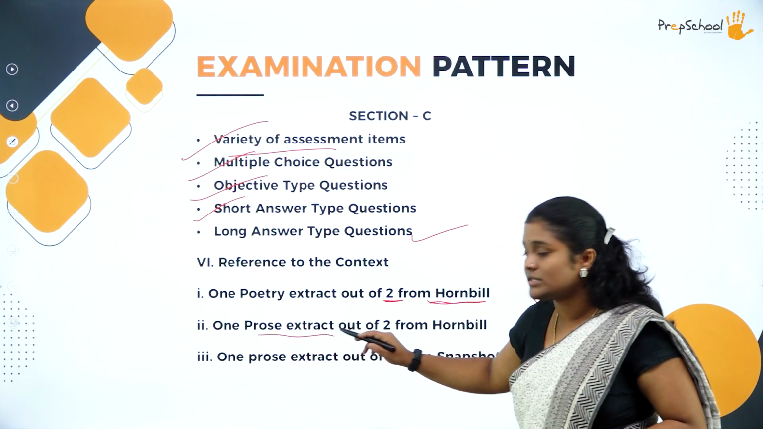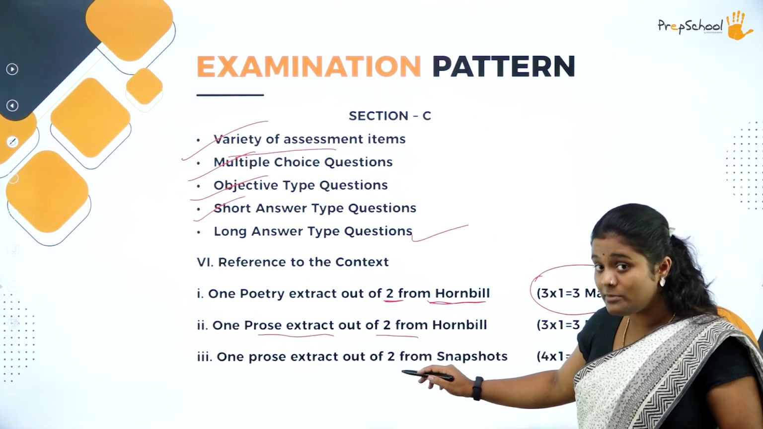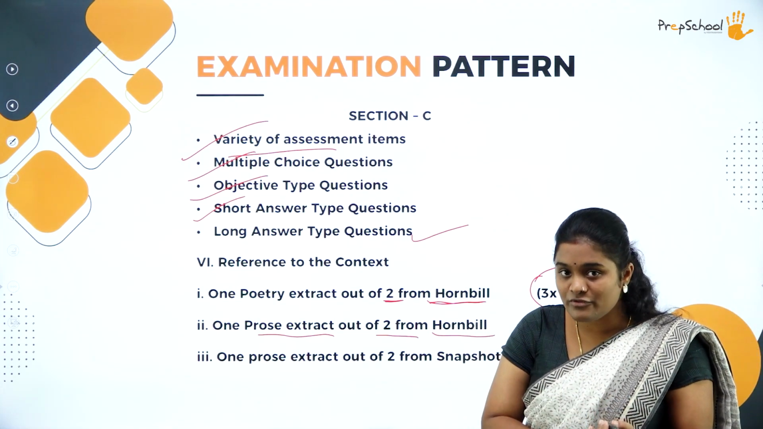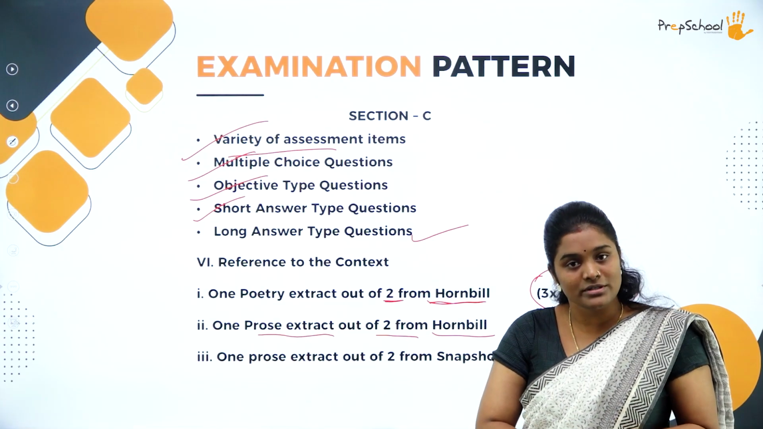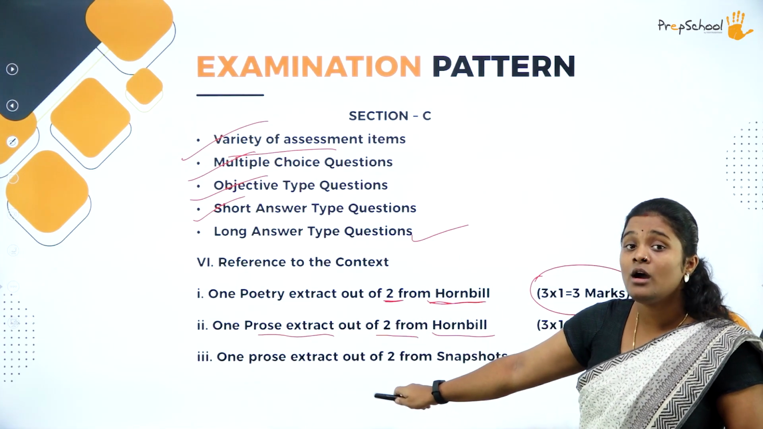Then there is a prose. One question from your prose will be given, with two options, and that is also from Hornbill. So from Hornbill, one question from poetry, one question from prose. How many marks each? 3 and 3. That's done.